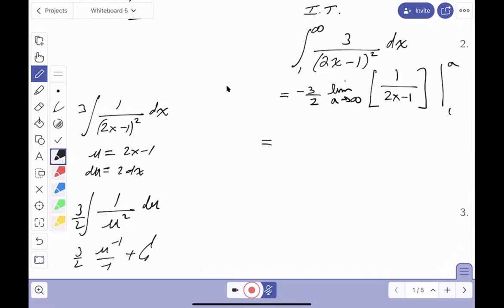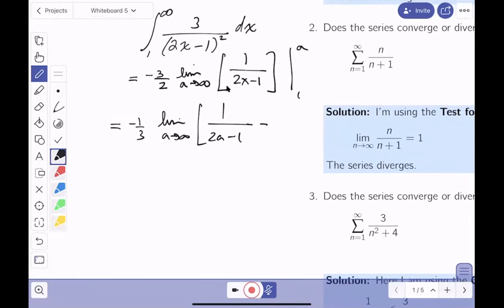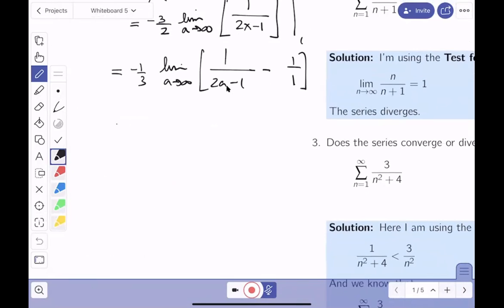Let's write that down. You get minus 3 halves, limit as a goes to infinity. This would be 1 over 2a minus 1, and then you get minus 1 over 1. That's not so bad. And what does that give you? It's work. I know it's work. So the first guy is going to be 0 as a goes to infinity. Then you get minus 1/3 times minus 1 over 1, which turns out to be 1/3.